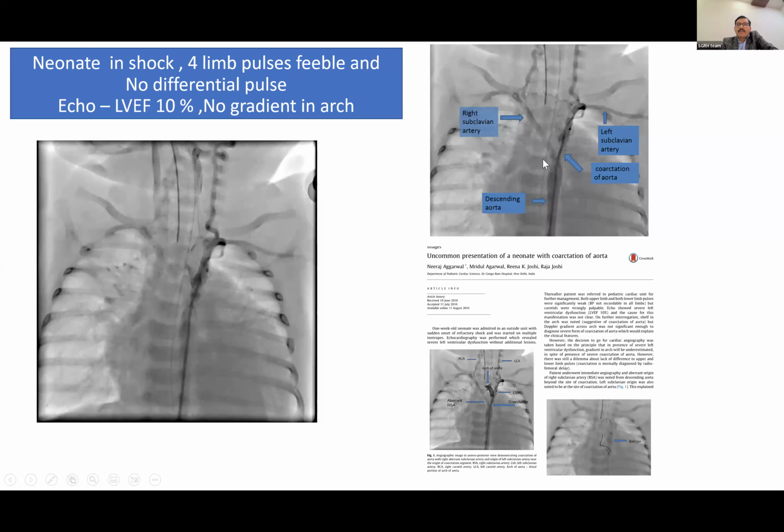This we presented and published a long time back, around 2011. But remember this part on the echo, that you have to look for ARSA and always look for carotids.